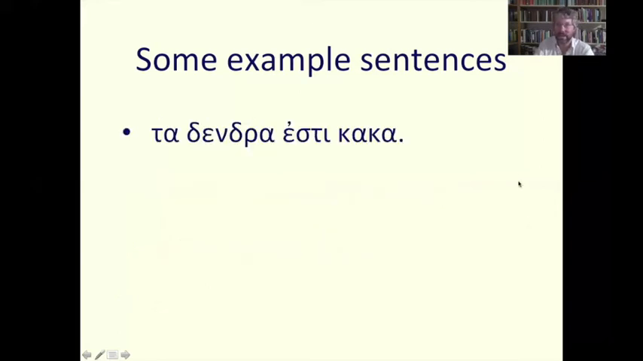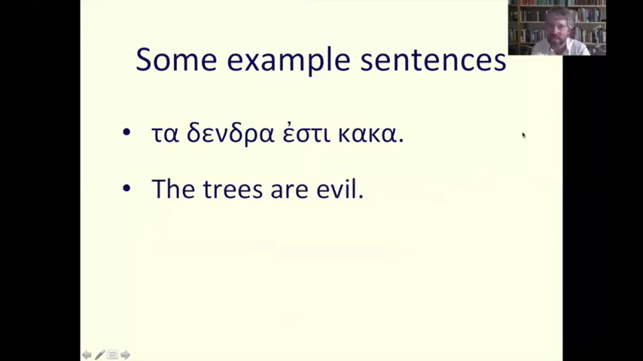Ta dendra esti kaka. This sentence is a bit different from the ones we've looked at so far because it has the word esti, is, in it. So this is telling us something about the trees. And we see that according to the sentence, the trees are evil. Perhaps this is what motivates someone to chop down a Brazilian rainforest. Who knows? But anyway, if you think that the trees are evil, this is how you say it in Greek.